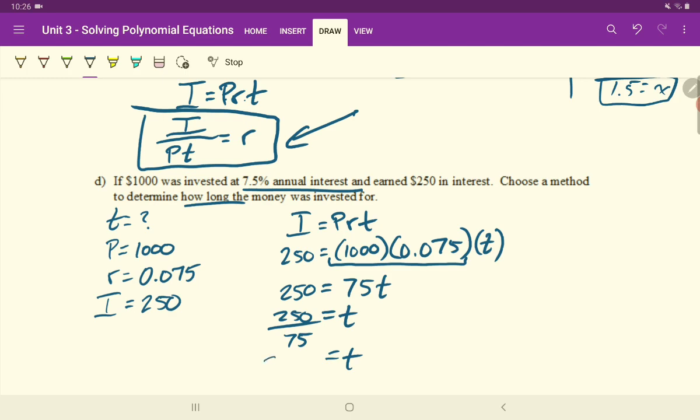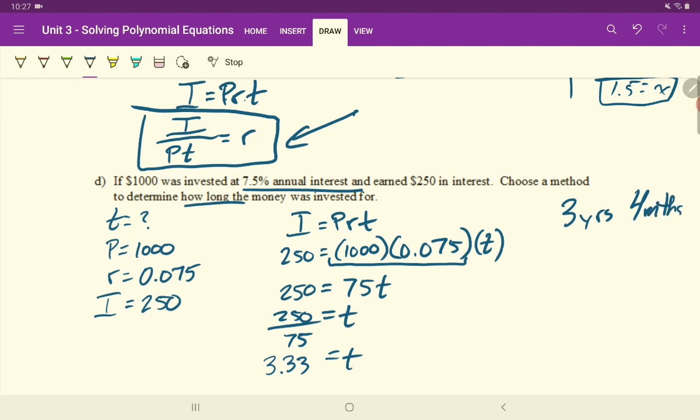And you end up getting 3.33 repeating. Now, I'm not a big fan of that answer, just because 3.33 years is kind of hard to interpret. I think we can turn the 0.33 into months. Now, I know that 0.333, I'm going to use common sense here, is really just a third of a year. So when I think of a third of a year in months, I already know that this answer is going to be 3 years and 4 months because 4 months is 1/3 of a year.